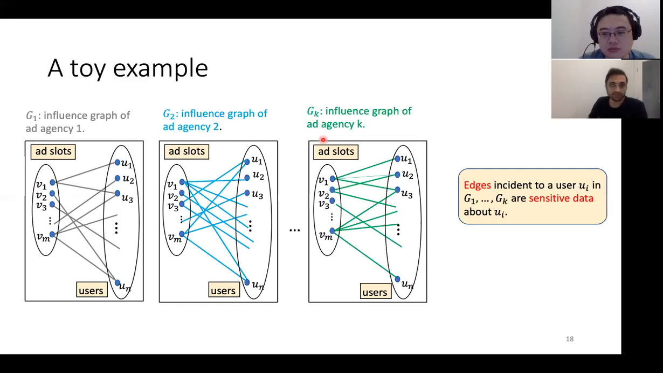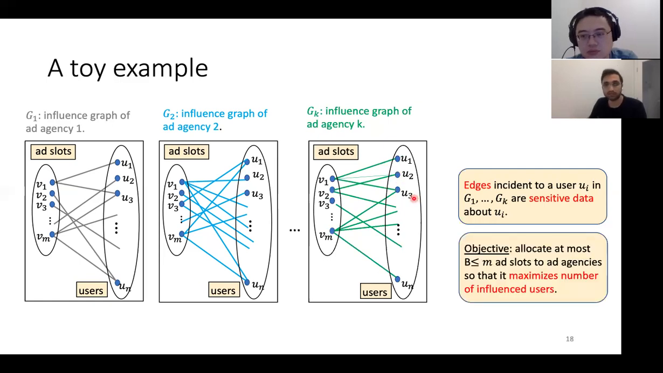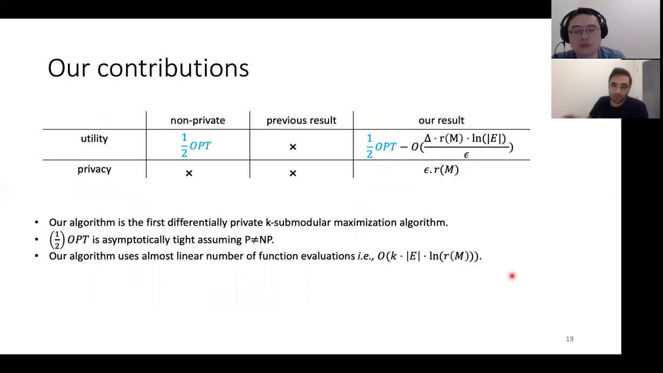And what is the objective? So the edges that we have here are private information about users, right? So each ad agency has some private information about these users. And the objective here is to allocate at most B ad slots to the ad agencies such that we maximize the number of influenced users. This is an example of k-submodular function maximization, when we care about the privacy. So what we do, we provide the first differentially private algorithm for this setting, and our approximation ratio is half of optimal in the worst case, plus some additive error, and the privacy guarantee is epsilon times rank of the matroid. And this half approximation ratio is the best possible one can do. Okay.